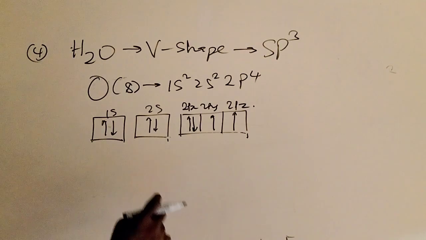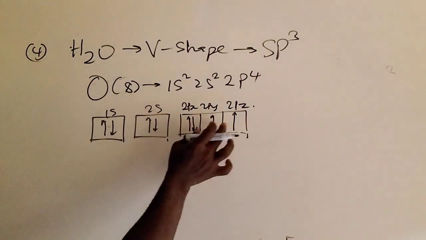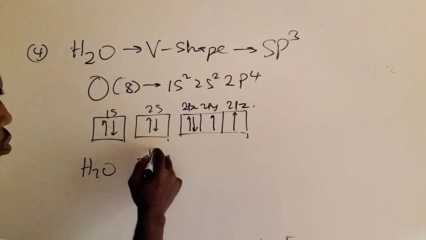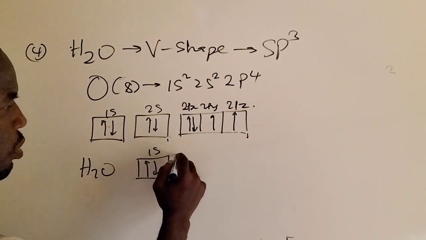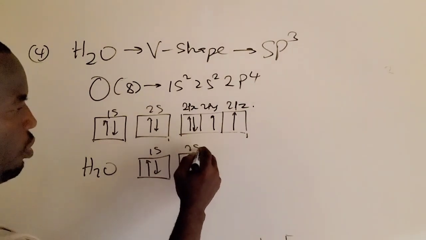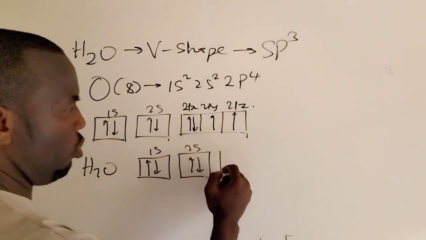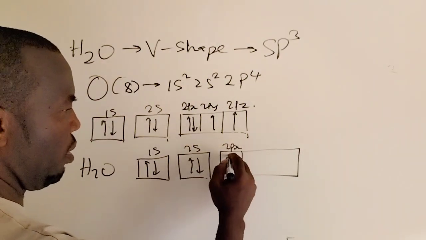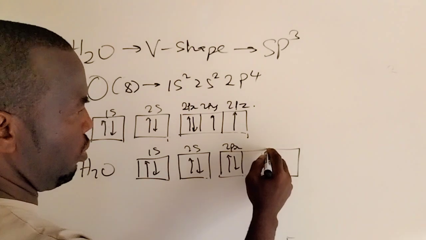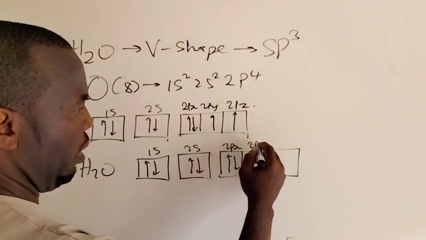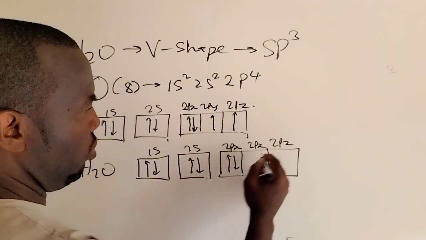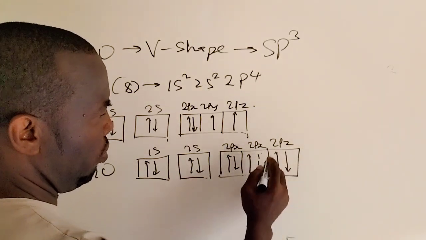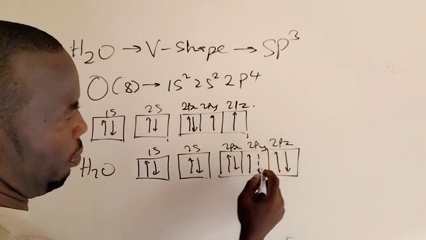So we're going to bring electrons from 2 hydrogens to fill out this space. So now in water, we have the 1s with 2 electrons, the 2s with 2 electrons. They're coming to 2p. The first 2p is already paired. So that means the 2 electrons from hydrogen will enter the 2py and 2pz to pair up.